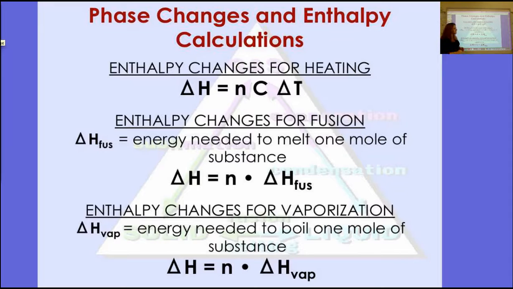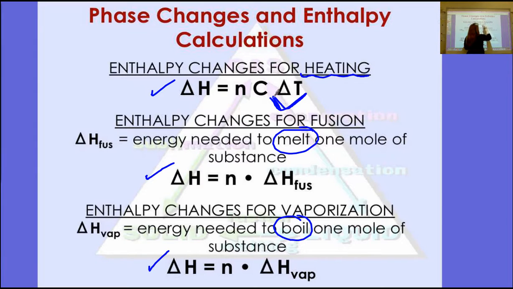Here are all of our equations. Again, check your periodic table. All of these equations are present on your periodic table. You just have to know when to use them. Fusion is when it is melting. Vaporization is when it is boiling. And Q, or the ΔH, equals nCΔT is when you are heating, because you have some kind of change in temperature.